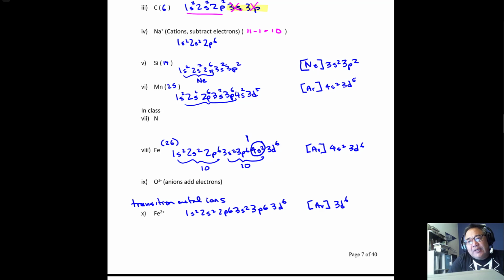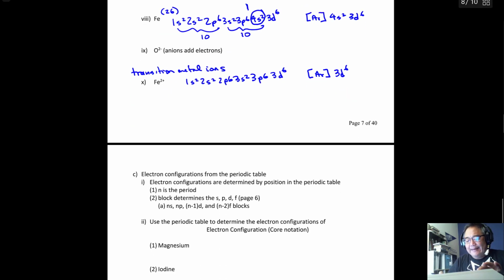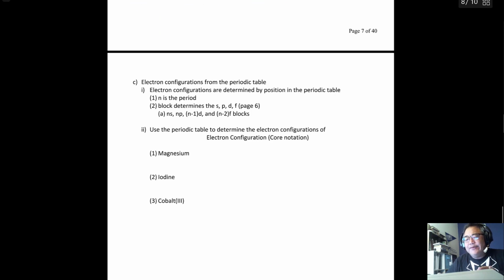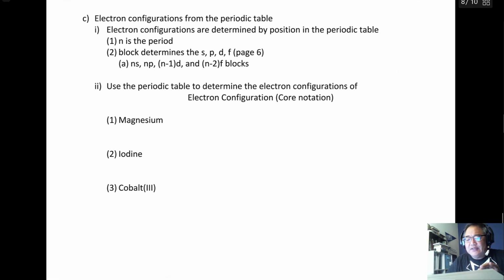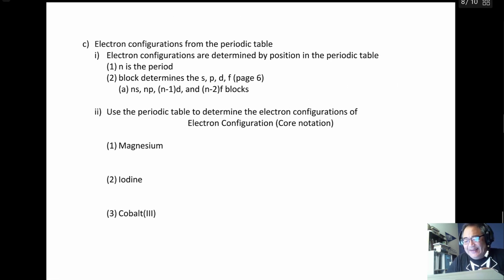So it's usually about this time I introduce the easier way to do this. And you're probably thinking, why didn't you show me the easiest way in the first place? Because then you wouldn't have understood. I don't know if that's true or not, but this is just the way we do it.